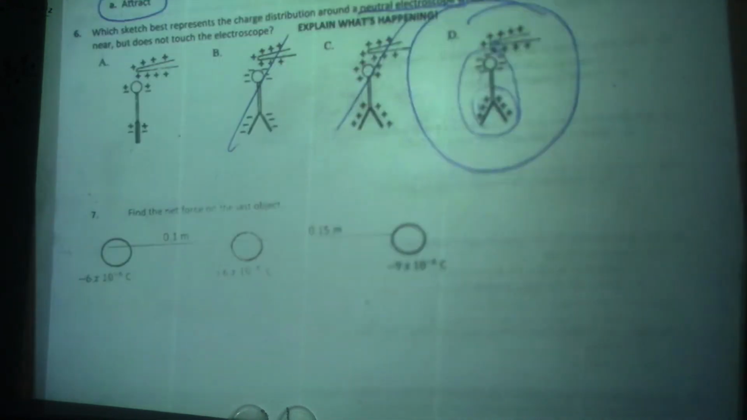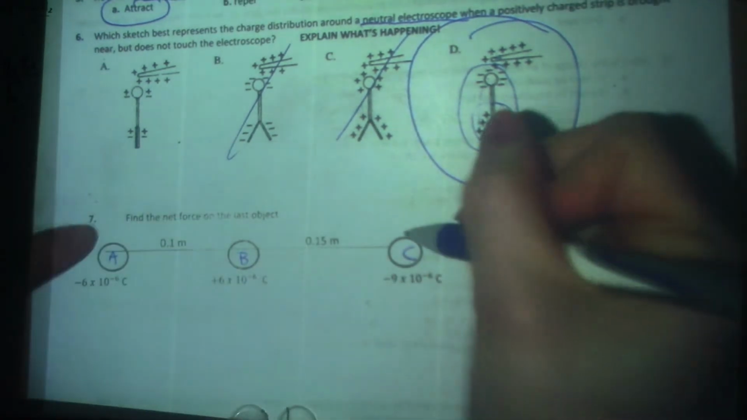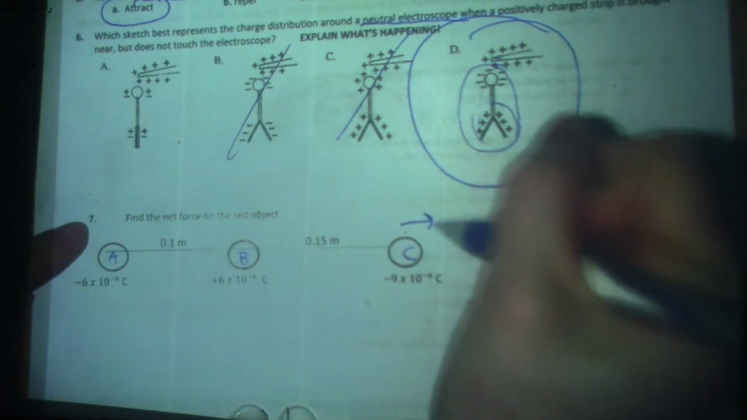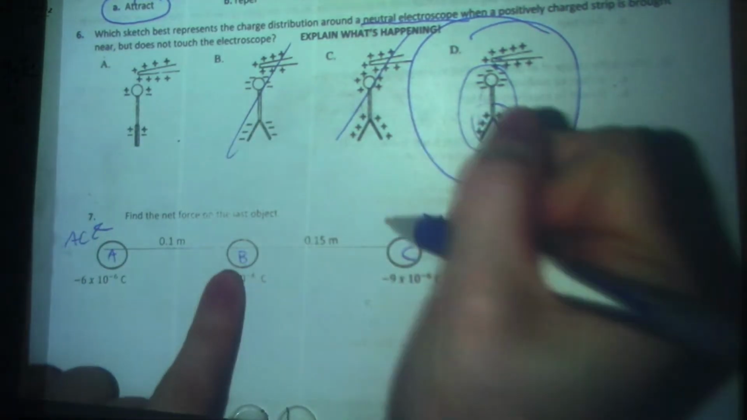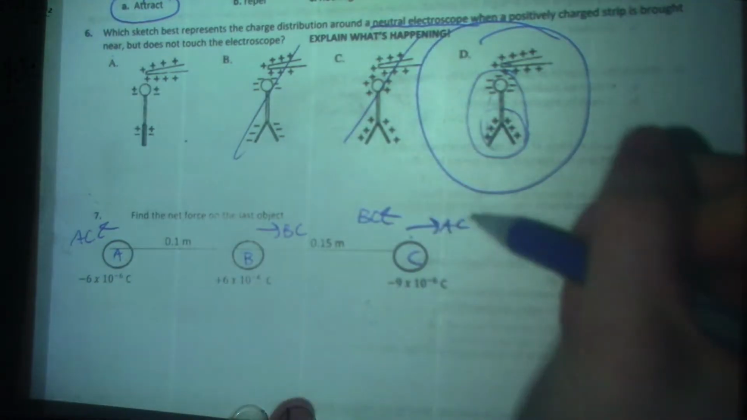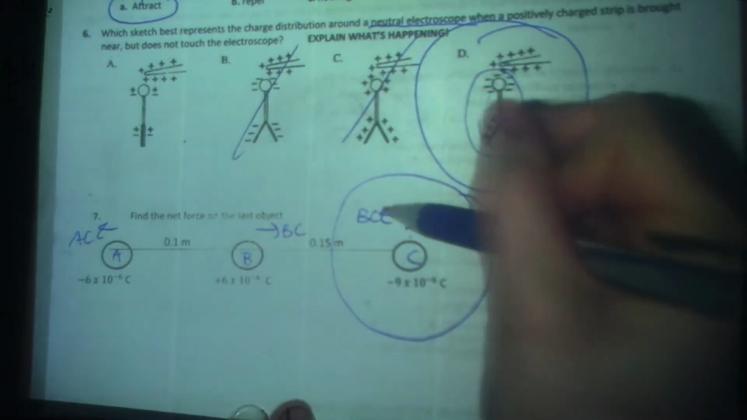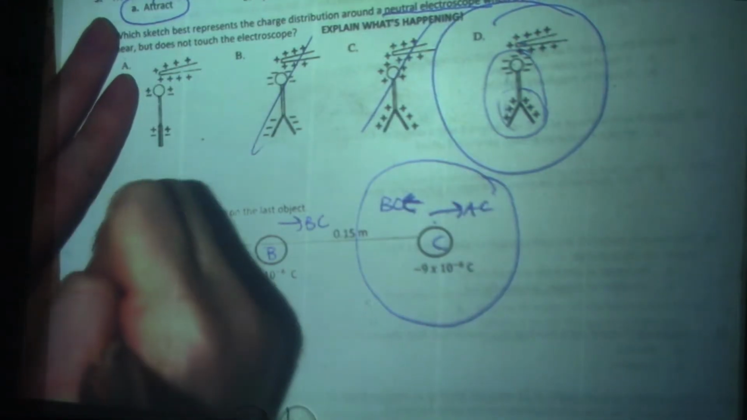Number 7, finding the net force. So first, let's label this A, B, C just to make our lives easier. Let's look at the last object. It feels two forces. It feels a force repelled away from A, and then it feels a force towards B, so attracting B and C. And then if I want to find the net force on C, I just know that I'm looking at these two forces, so find the force between A and C.